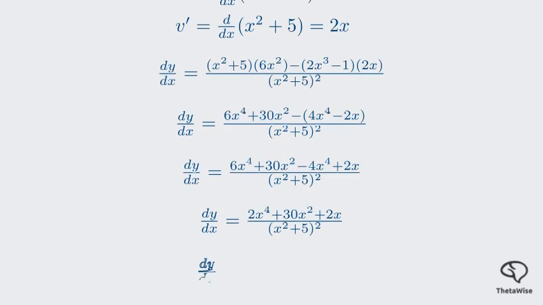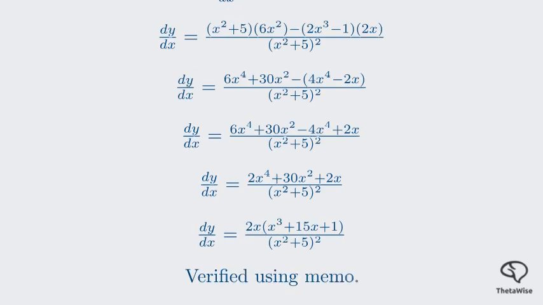This gives us 2x times the quantity x cubed plus 15x plus 1, all over the quantity x squared plus 5 squared. Verified using memo. By carefully following the quotient rule and simplifying, we arrived at the correct derivative.